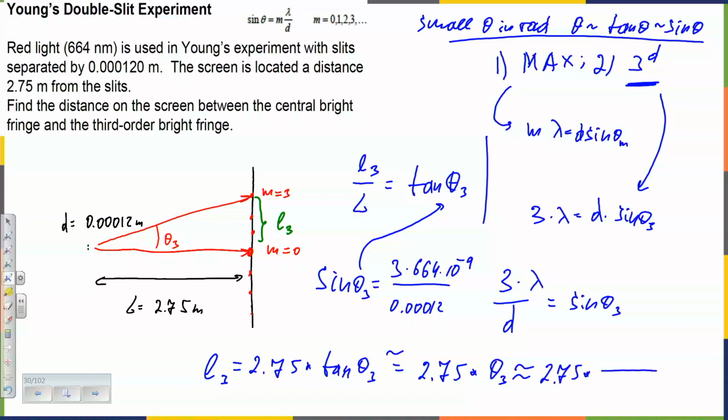And since the sine and angle are also practically equal to each other, that will be equal to this. And now I can take a calculator and calculate it. There will be no difference how we do it, of course. It's just a kind of time-saving hint. That's it.